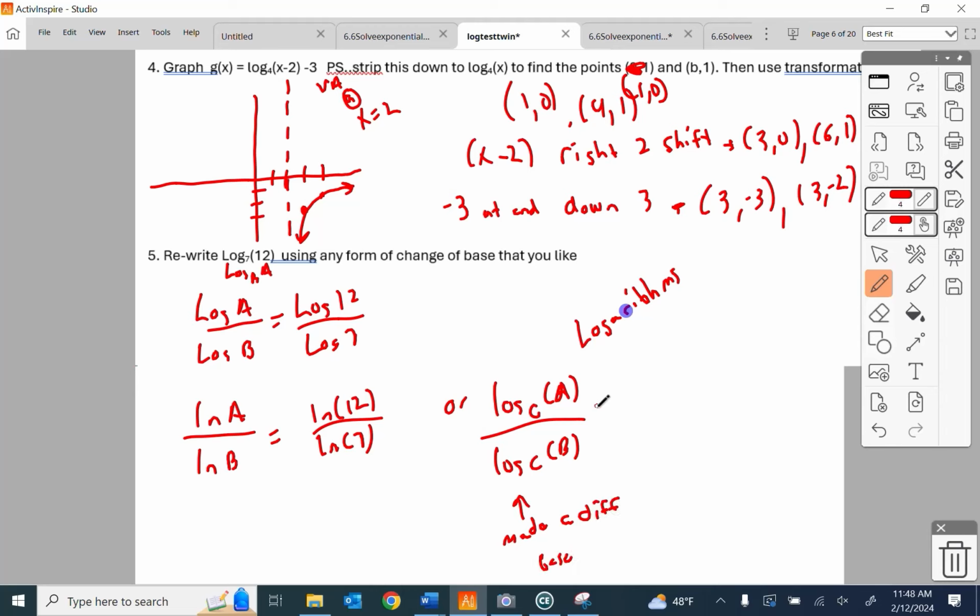I am going to let C equal how y'all feel, the I don't care face. So this will become log base I don't care of 12 over log base I don't care of 7. I have no idea if that's the I don't care face or not, but it basically means you have no emotion. Anyways, there you go. That's one way of doing it.